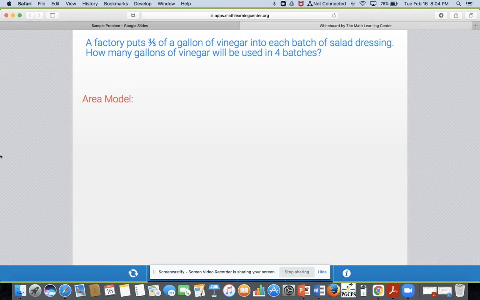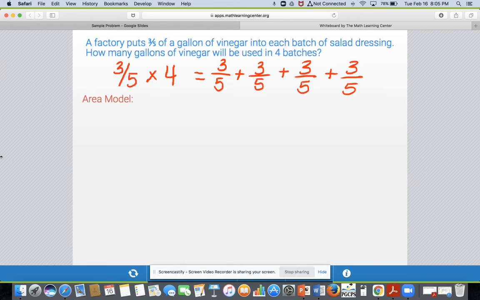So they're asking us to make 4 batches and 3/5 is going to be in each one. So that is going to be a signal that we are going to make 4 groups of 3/5. So our problem is 3/5 times 4. However, remember that multiplication is also another version of repeated addition. So if I were to solve this problem, I'm essentially trying to figure out what's 3/5 plus 3/5 plus 3/5 plus another group of 3/5, 4 times.